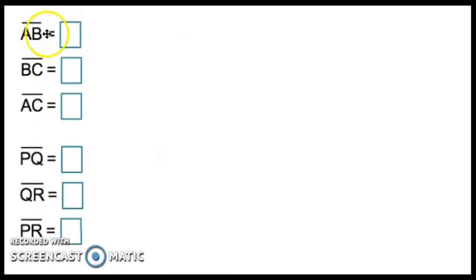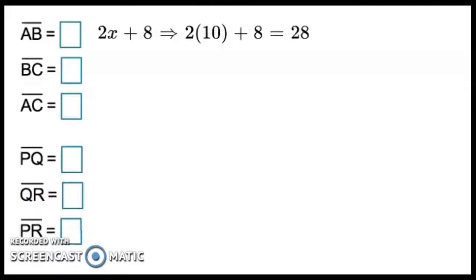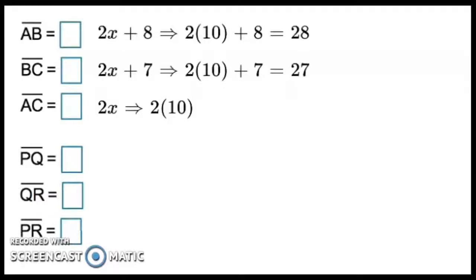So for AB, we have an expression of 2x plus 8. Substitute 10 in. 2 times 10 is 20, plus 8 is 28. BC, we have 2x plus 7. Substitute in 10 for x. 2 times 10 is 20, plus 7 is 27. AC is just 2x, so that's just 2 times 10, which is 20. Now let's find the three sides of the other triangle.